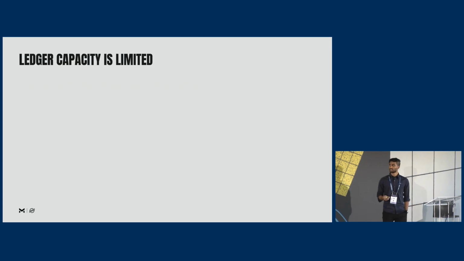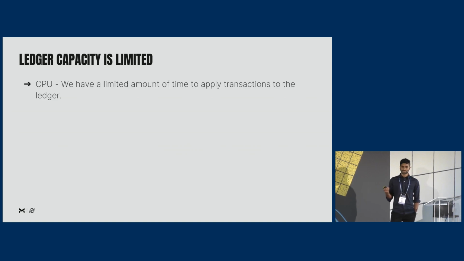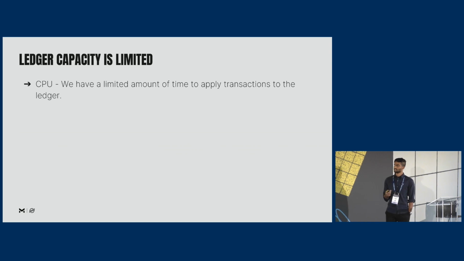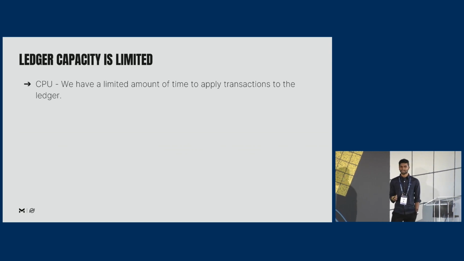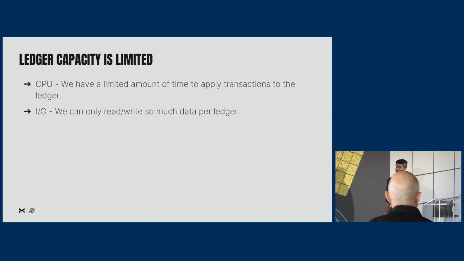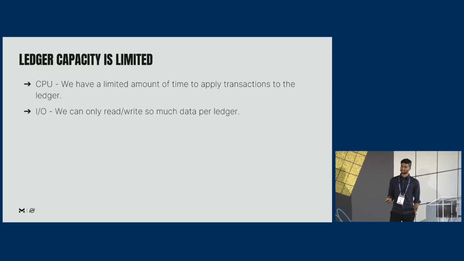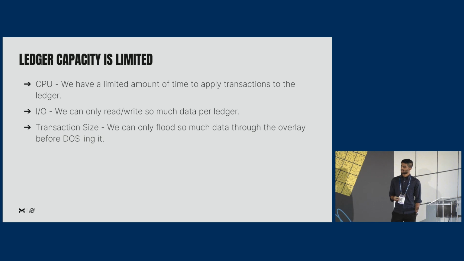So this leads to my point that ledger capacity is limited, and it's limited by specific resources that I alluded to with the examples before. The first one is CPU. We have a limited amount of time to apply the transactions to the ledger. We have to close the ledger roughly every 5 seconds, so realistically, we have 1, maybe 2 seconds to apply the transactions. The next one is I/O. We can only read and write so much data per ledger. And the last one is transaction size or bandwidth. We can only flood so much data through the overlay before DOSing it.